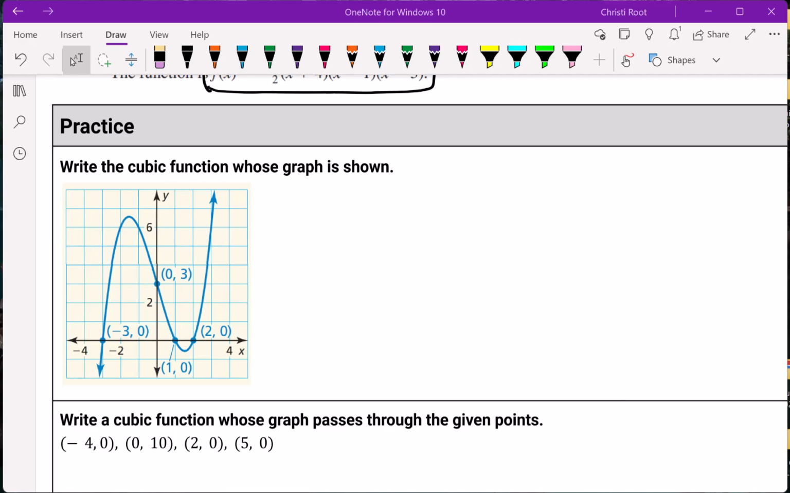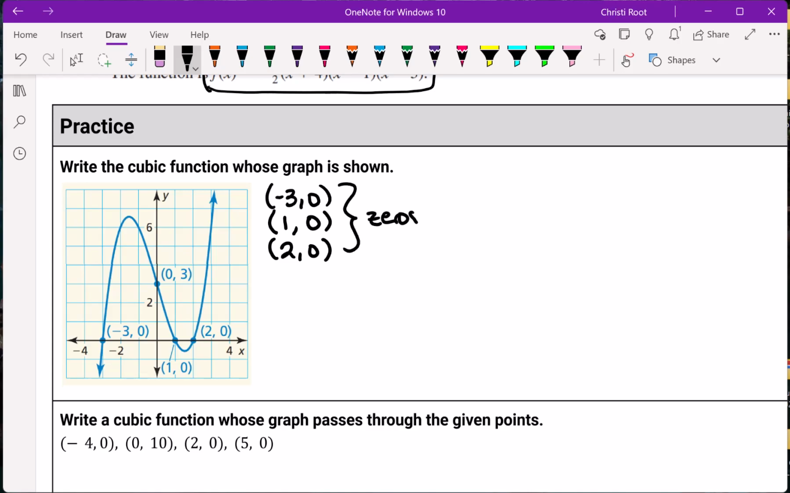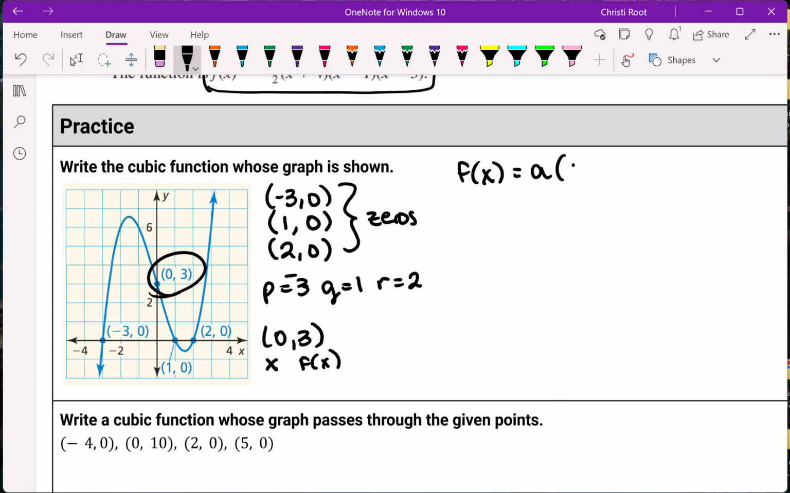Okay, so let's take a look at this example. The first thing I want to do is write out all of my zeros. My zeros are -3, +1, and 2. All of those are zeros. So I can say that P is -3, Q is 1, and R is 2. Then my y-intercept is right here. Instead of saying this is x and this is y, I'm going to say this is x and 3 is f of x. So I'm going to write my intercept form here.